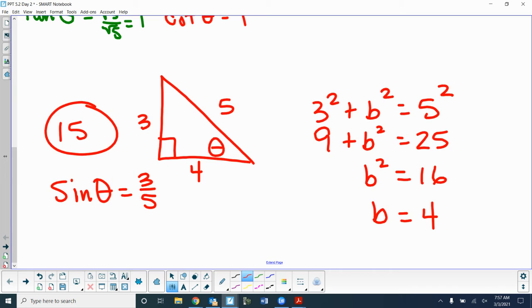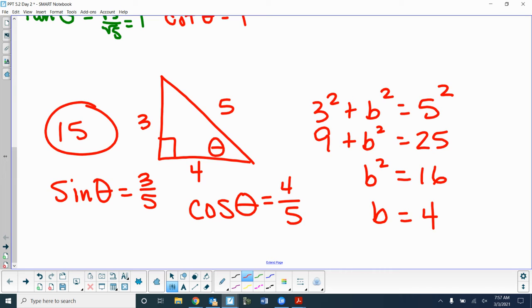You only had to find one thing, and it was the cosine of theta. You didn't have to find all of them like we did for the first 4 there. So cosine of theta is adjacent 4 over hypotenuse 5. So that's all you had to do on that type of problem.